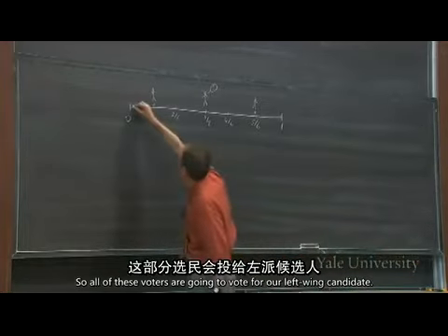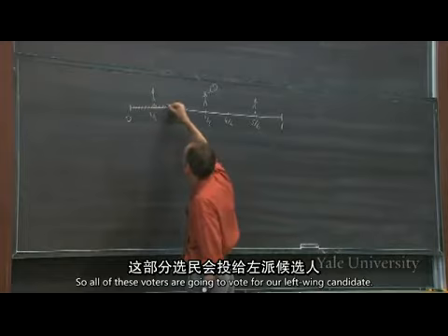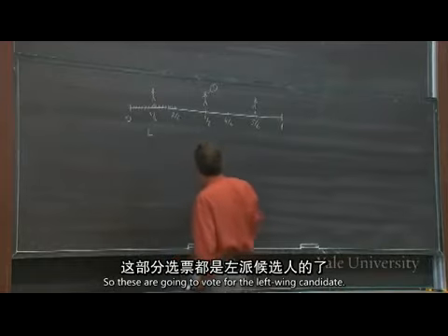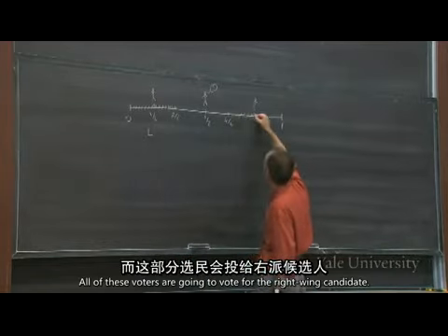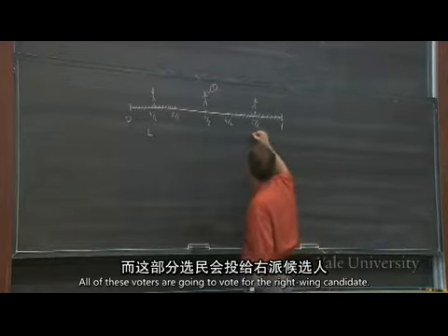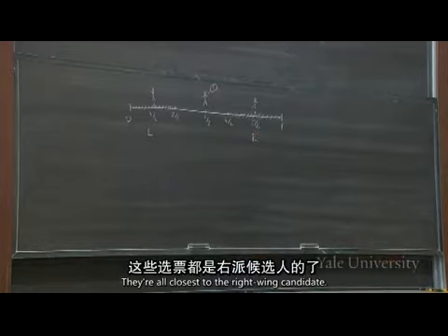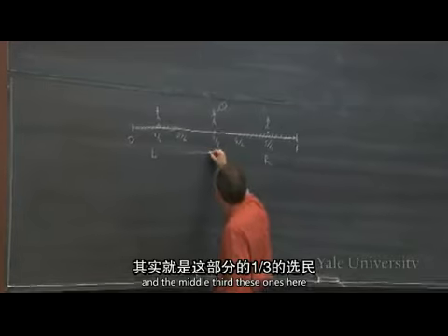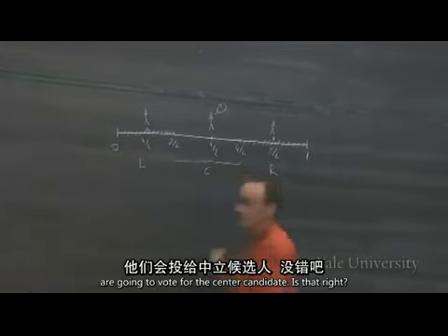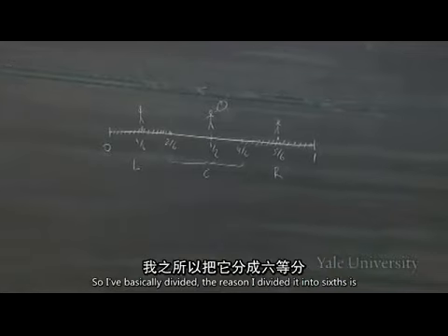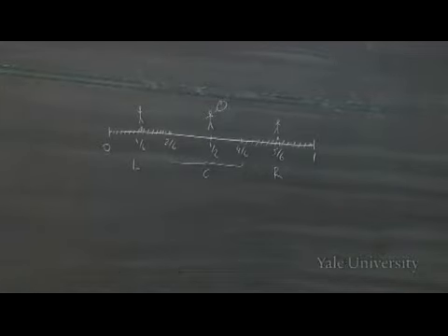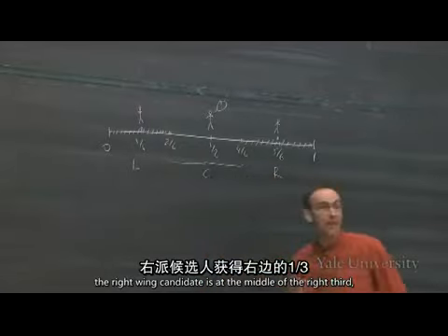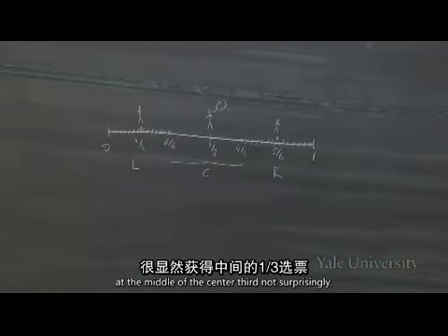So all of these voters are going to vote for our left-wing candidate. All of these voters are going to vote for the right-wing candidate. They're all closest to the right-wing candidate. And the middle third, that's a third of the voters, these ones here, are going to vote for the center candidate. Is that right? The reason I divided it into sixths is I want to put everybody at the middle of a third. So the left-wing candidate is at the middle of the left third, the right-wing candidate is at the middle of the right third, and the center candidate is at the middle of the center third, not surprisingly.